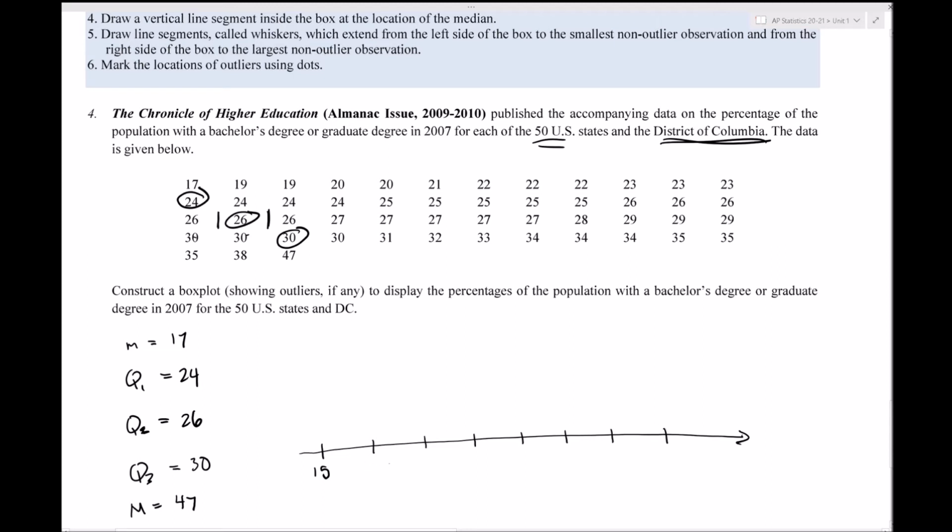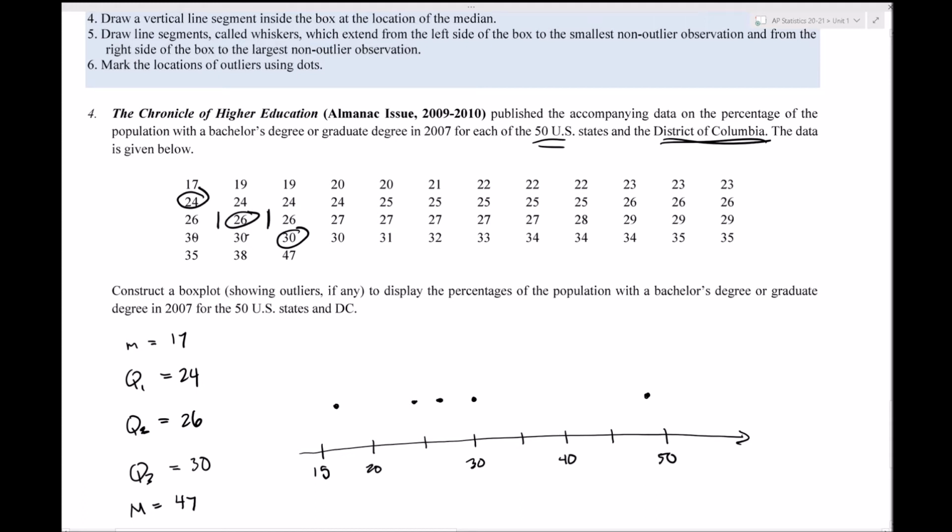Then we'll mark them. 20. I'll mark 30 because I'm lazy. 40 again because I'm lazy. 50 here because I'm lazy. We got the basic idea. So then what you do is you mark each of these with a dot, a single dot. 17, 24, 26, somewhere around here, 30, and then 47, all the way up over here somewhere.